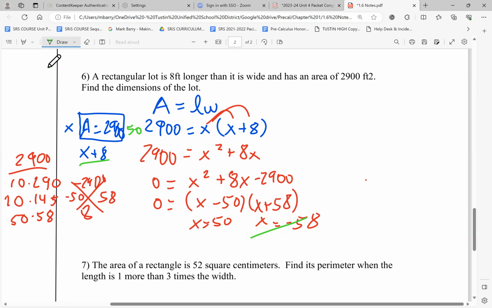Landon, what's 50 plus 8? 50 plus 8 is 58. 58, very good. A little assist from our first grader, Landon here.